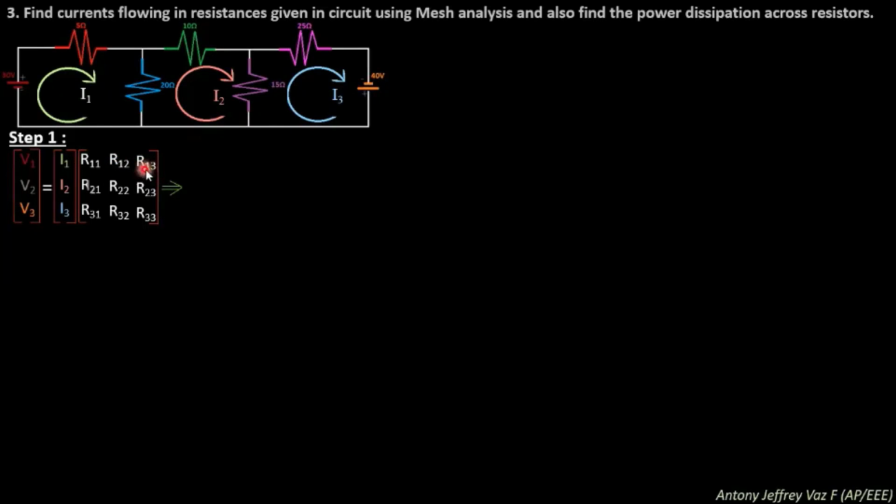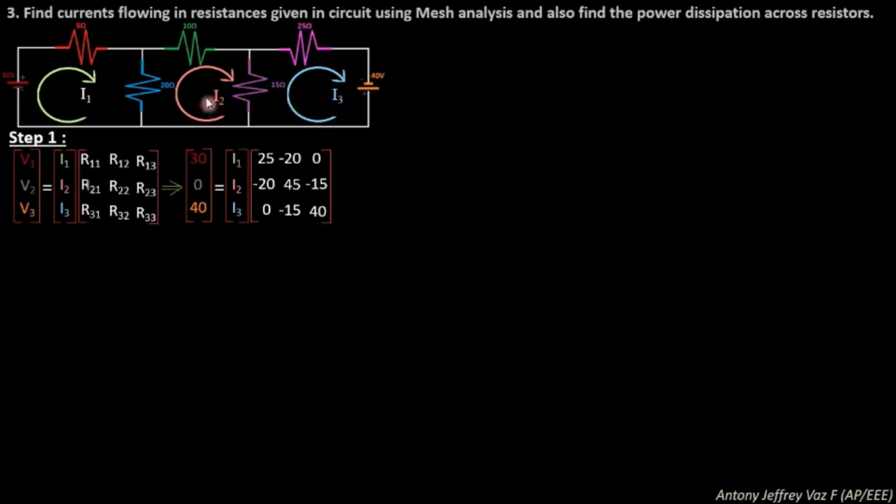R13 represents the common resistance between loop 1 and loop 3. Here is loop 1, and loop 3 is over here. Is there any resistance common? No, there is no common resistance because loop 1 is here, loop 2 is here, loop 3 is here. Loop 3 is not associated with loop 1; in between these two loops there is loop 2. So R13 is 0. Here V1 is 30, I1 we need to find. Here you add 25, and R12 is minus 20. For R13 there is no association between loop 1 and loop 3, so you directly put 0 over here.